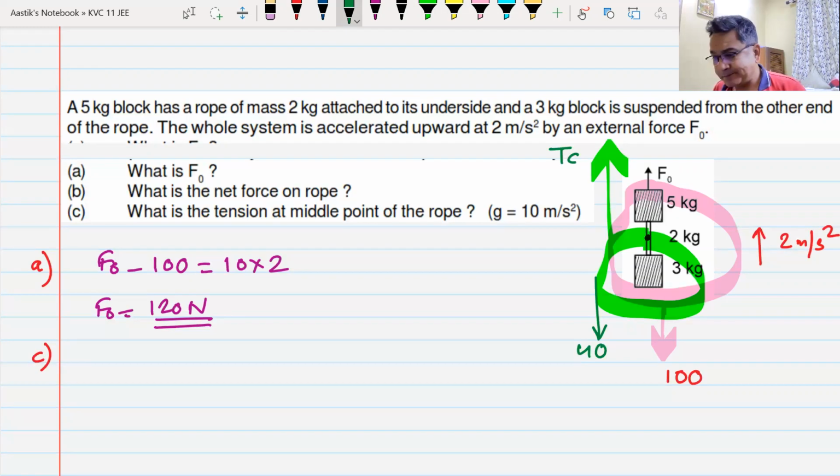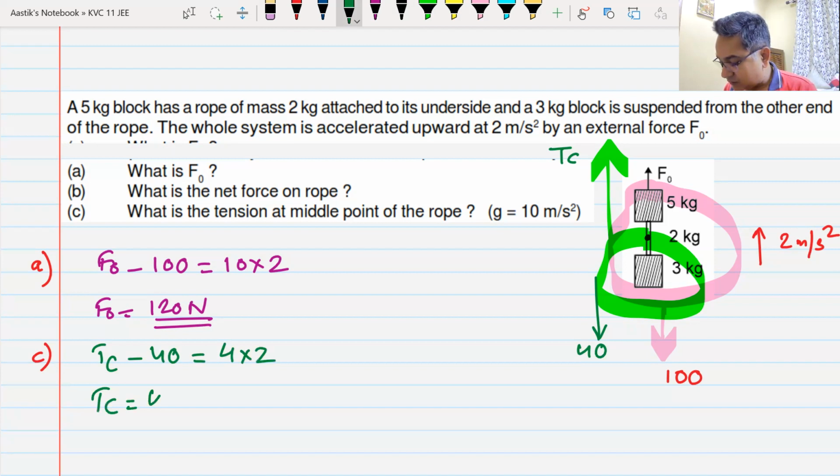Just make the equation. TC is upwards. TC minus 40 is downwards, beta. That must be equal to m into a. Total mass is 4. Acceleration is 2. So tension at point C is 48 newtons. What was different in this question that we have not done?